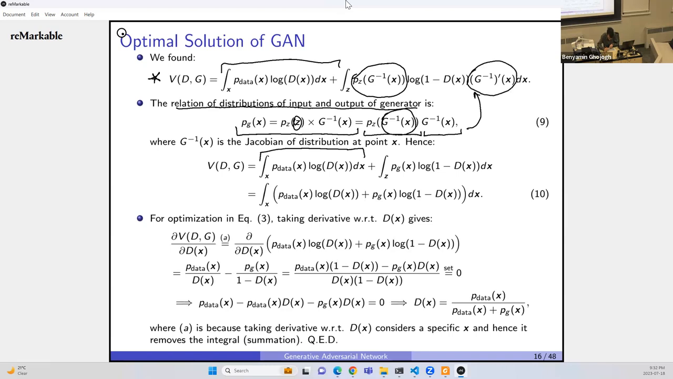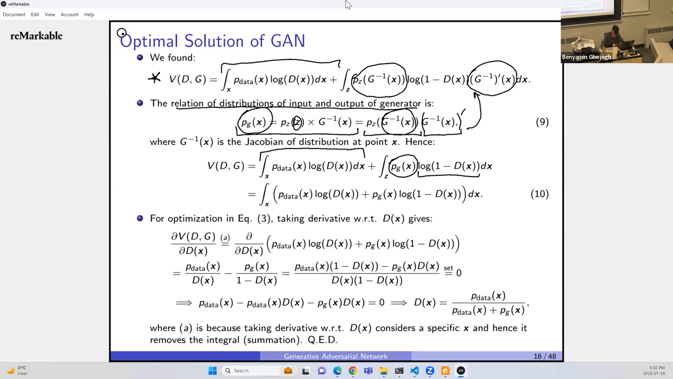Here, I guess something here is dropped as far as I remember. But it doesn't matter. There might be some typo here. These two, I'm replacing them with equation 9. Therefore, I'm replacing them with PG of X. Then I have this logarithm. So here I'm obtaining this line by putting equation 9 in this line 1.